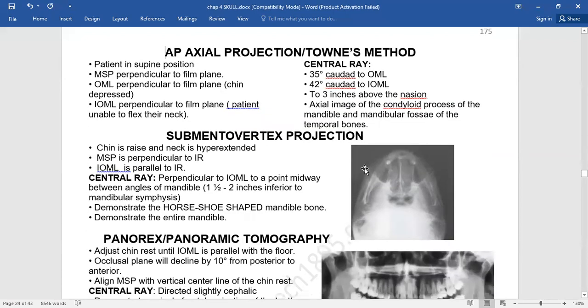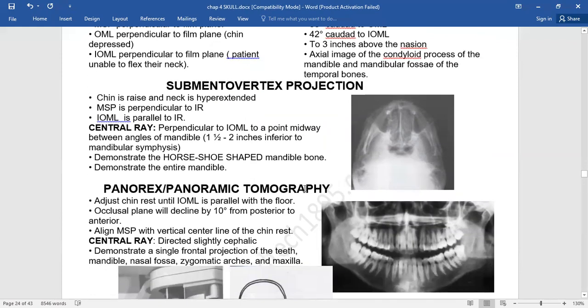So sa SMV, the same pa rin, the same position. So central ray is perpendicular to IOML between the angles of mandible or 1.5 to 2 inches inferior to the mandibular symphysis. This is performed to demonstrate the horseshoe-shaped mandibular bone as well as the entire mandible. So as you can see, there's a picture sa right, so para siyang horseshoe.